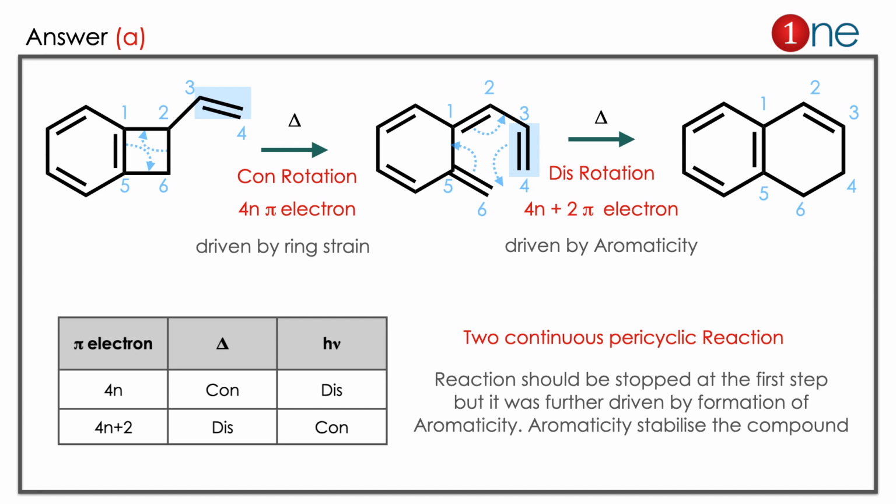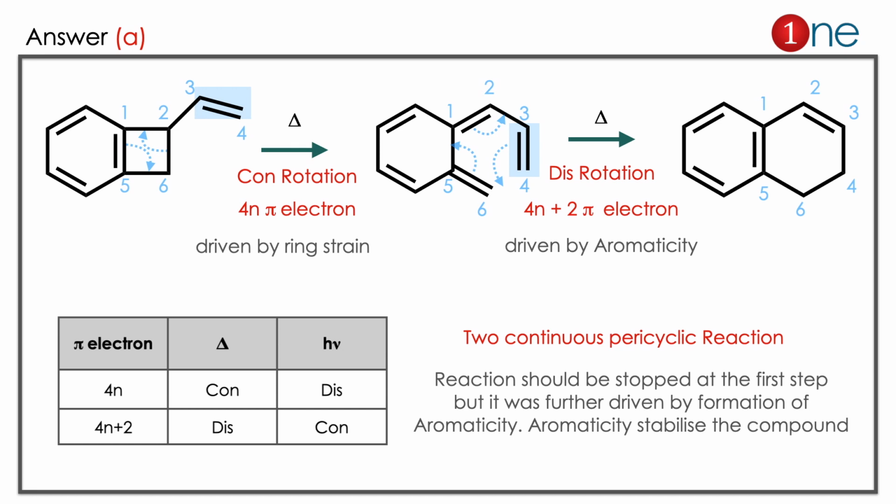Then the reaction proceeds again. Why? Because there is a chance of aromaticity. So the reaction again proceeds to further cyclization. So again the ring closure occurred. The new ring formed there and aromaticity also established here. Here you have to know the driving force. The first step is driven by strain, the second step driven by aromaticity. So whenever you see the system, you always have to consider the stability. Same thermal: the first goes in con, the second in dis.